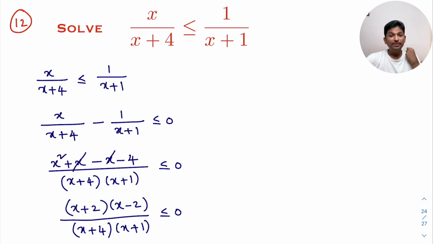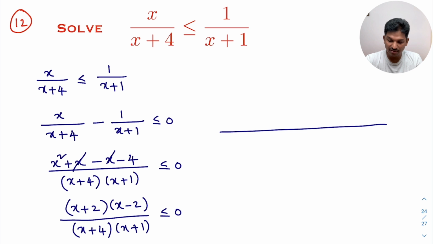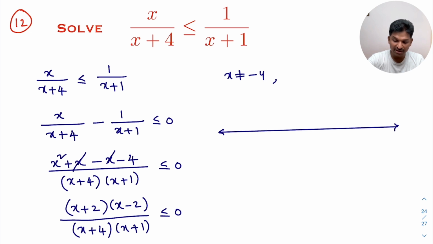Now this is a rational function. You observe that linear factors are there. As linear factors are there, now we can go with the direct number line method. Now I'll mark these numbers on the number line. Make sure that the denominator cannot be equal to 0. If I equate this to 0, x cannot be equal to minus 4. Note down that x cannot be equal to minus 4. If x equals minus 4, the denominator is becoming 0. And x cannot be equal to minus 1. Now mark these things on the number line.